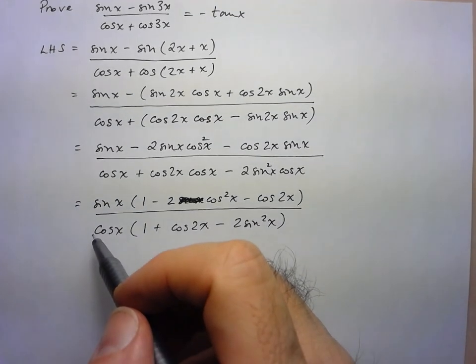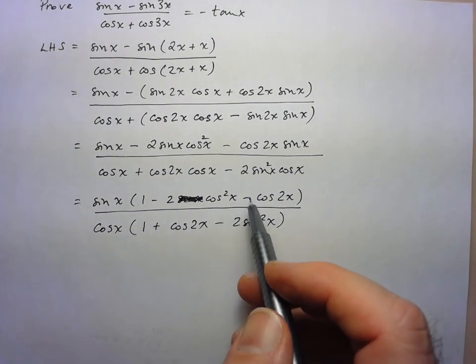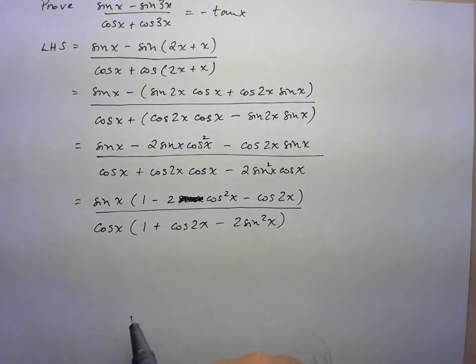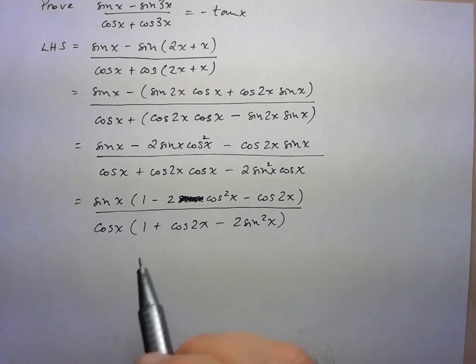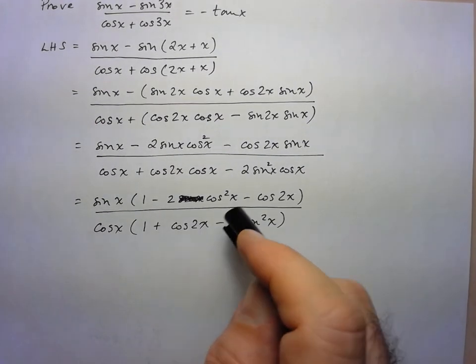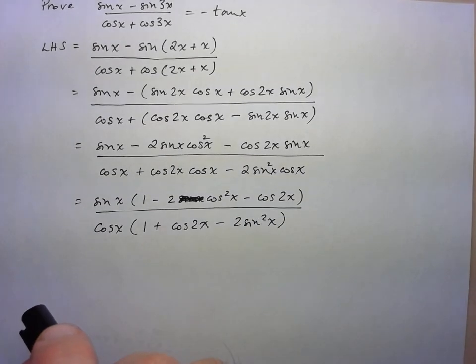So somehow it looks like we're going to need to show that this whole remaining part of the fraction is going to be equal to negative 1. Okay, so this is where now we're going to have to try to come up with a strategy for these cos 2x's.